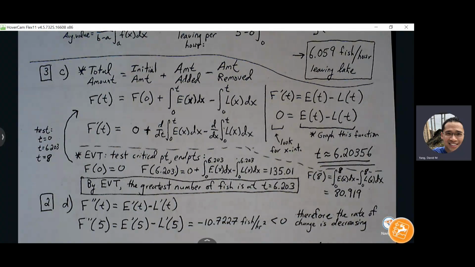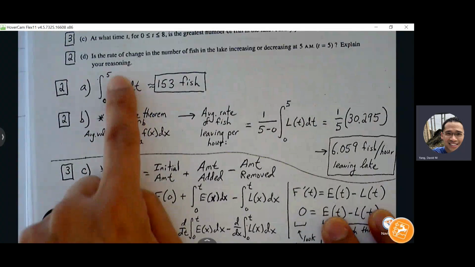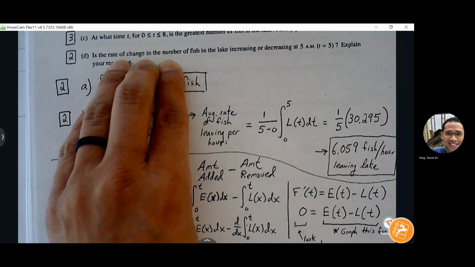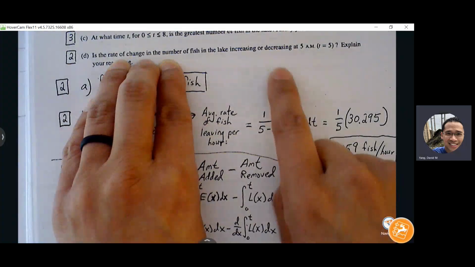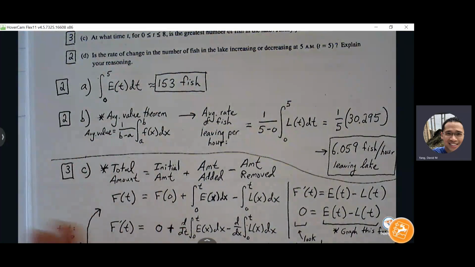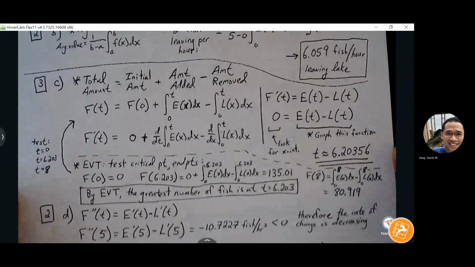Part D: is the rate of change in the number of fish in the lake increasing or decreasing? So you notice the word rate of change. This is already at the fish per hour level, but it's asking for the increase or decrease of that rate. So we know that E of t and L of t are at the rate level. So if I want to find the rate of change of that rate, I've got to do the derivative.